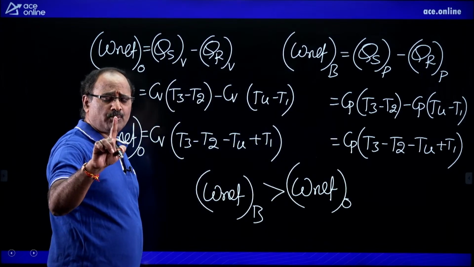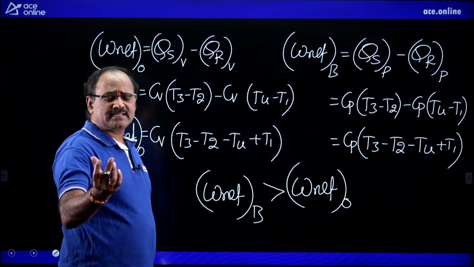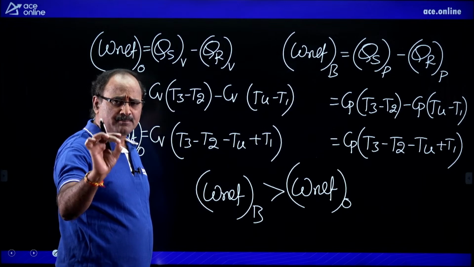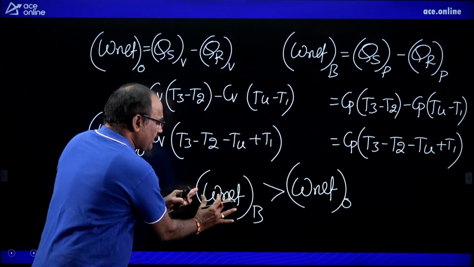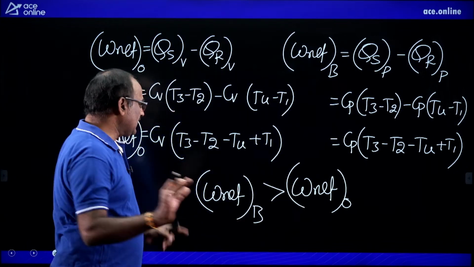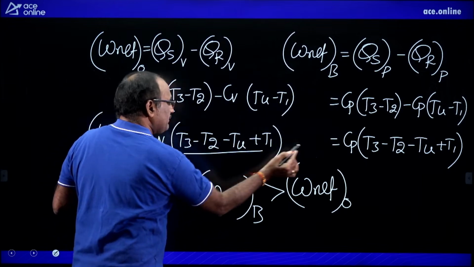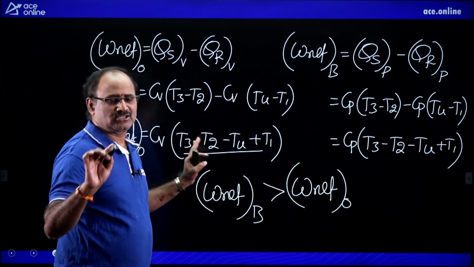This is a very, very important point. Though the Otto cycle efficiency is equal to Brayton cycle efficiency for the same compression temperature limits or expansion temperature limits, the network output of the Brayton cycle is always more compared to the network output of the Otto cycle for the same cyclic temperature limits. I hope all of you clearly understood.